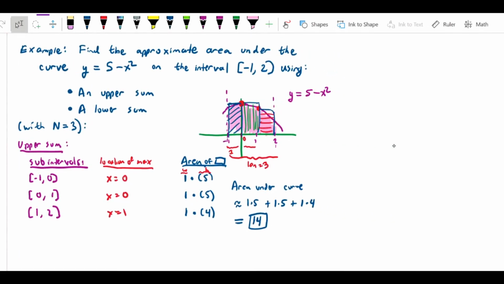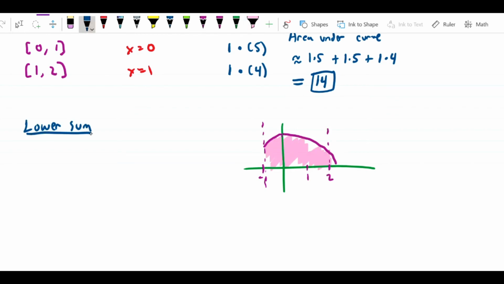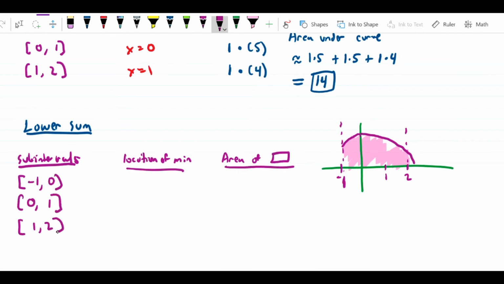Let's do the same problem with the lower sum. So let's just draw the function again. Okay, so for the lower sum, what we want to do is choose the lowest value in each subinterval. We have the same subintervals. So we can see that the min in the first subinterval is going to be here because the function is increasing on this first subinterval. And the location of the min on the second subinterval is going to be here because the function is decreasing on the second subinterval, so it's at the right endpoint. And for the third subinterval, the min is there.